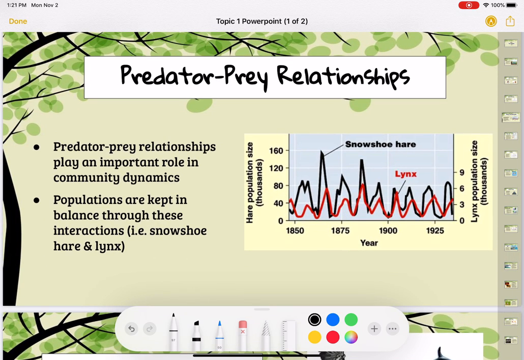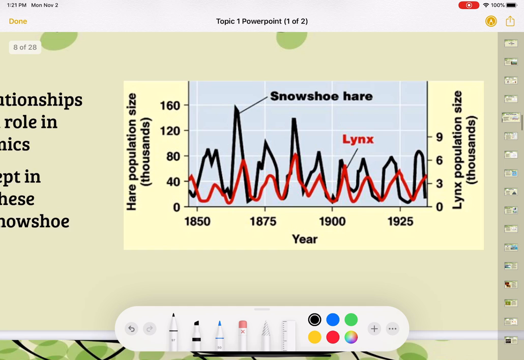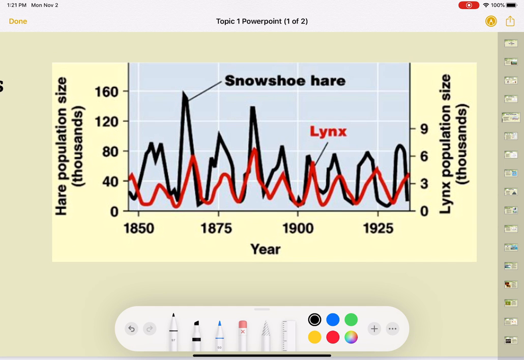Some other relationships that we can definitely have are predator-prey relationships. Predator-prey relationships play an important role in community dynamics. So populations are kept in balance through these interactions. And an example here is showing this graph of snowshoe hare and lynx. And this is a really popular predator-prey model. It basically shows over the years how many, the red is the lynx and the snowshoe hare is the black on the graph. And it shows what the populations are at.